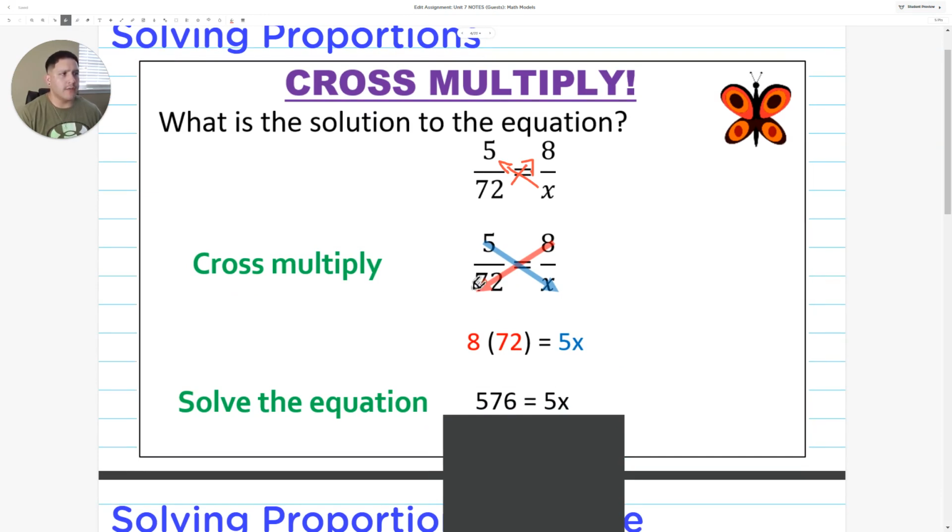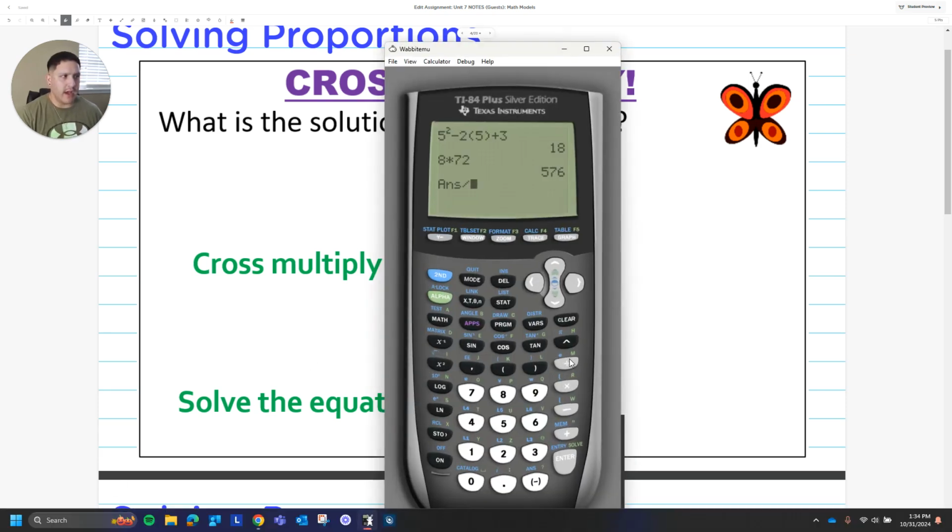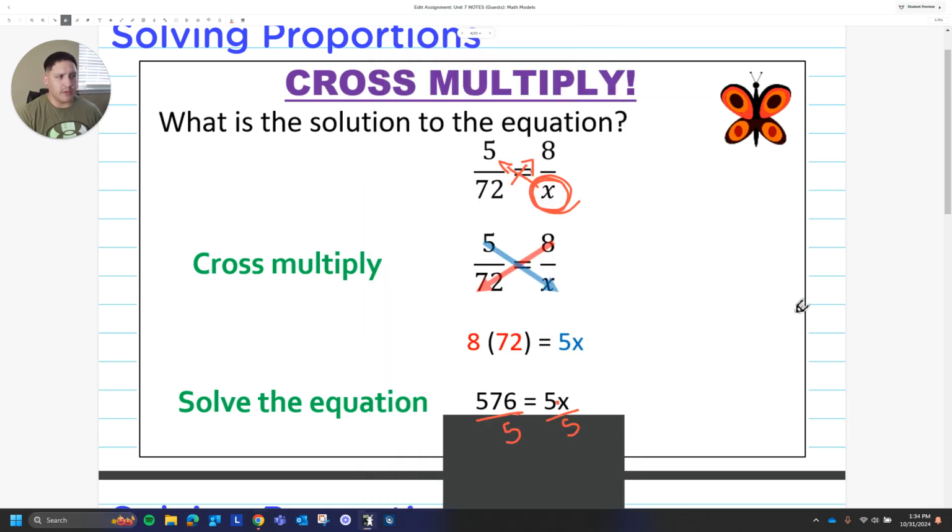We want to solve for x. We want to know what this missing value is. So to do that, we do the opposite of whatever is attached to it. In this case, we have 5 times x. So what's the opposite of multiplication? Division. So now divide both sides by 5, meaning the 576. You're going to divide that by 5. You're going to get 115.2.